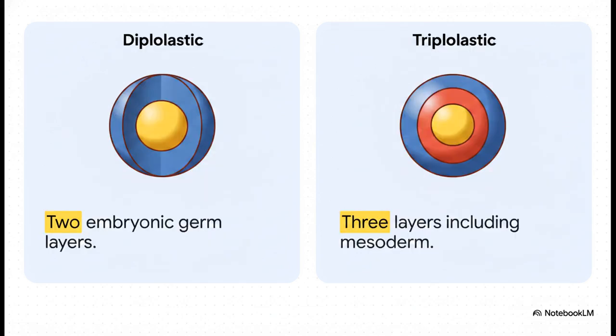And this complexity actually builds right from the embryonic stage. An animal's body is largely defined by its germ layers. Diploblastic animals are on the simpler side. They develop from just two layers, an outer ectoderm and an inner endoderm. Triploblastic animals, which covers everything from flatworms all the way up to humans, add this absolutely crucial third layer right in the middle, the mesoderm. This middle layer is basically the secret ingredient for building highly complex organs.